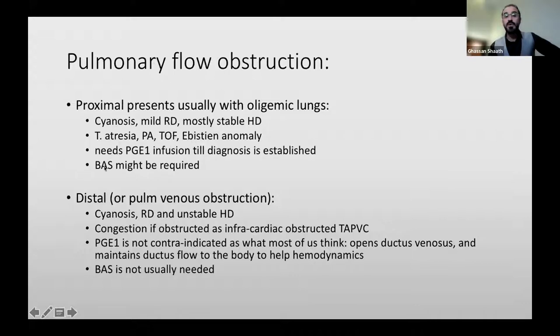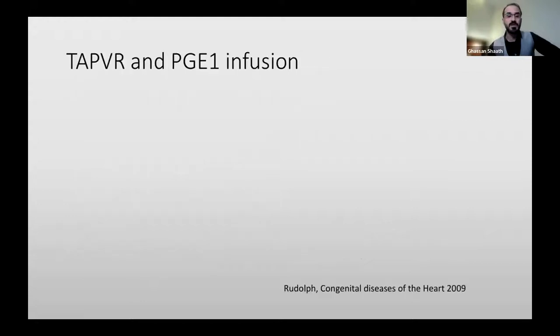We need prostaglandin. We might need to perform atrial septostomy to relieve the right atrial pressure in order to maintain venous flow to the left side of the heart and subsequently to the system. For distal obstruction, where we have pulmonary venous obstruction as an example, starting prostaglandin is maybe not contraindicated, as most of us think. It opens the ductus venosus and maintains ductal flow to the body to help hemodynamics. Balloon atrial septostomy is probably not of concern in this scenario.